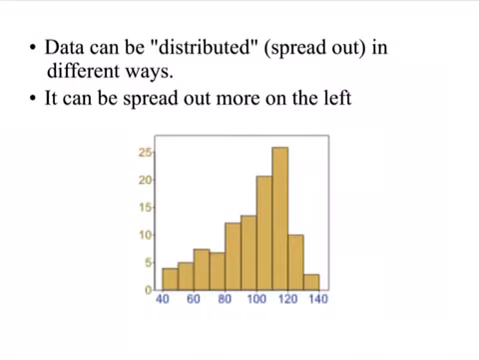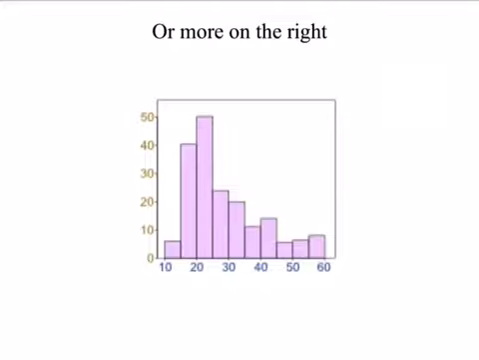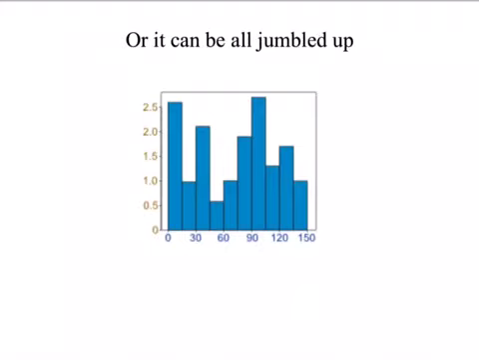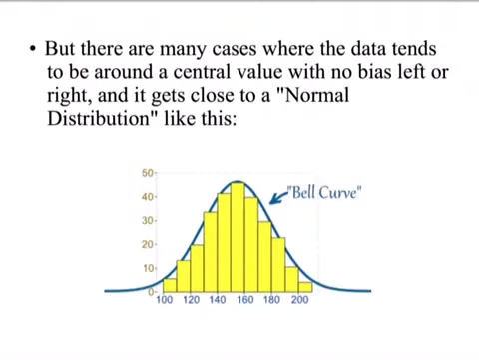We're going to continue our talk of statistics by going on to normal distribution. We just finished talking about histograms, and in histograms our data can be distributed or spread out in different ways. Our data can go to the left, our data can go more towards the right, where it's higher on the right, or it can be all over the place. But there are many cases when our data has a nice central value. This is called a normal distribution.